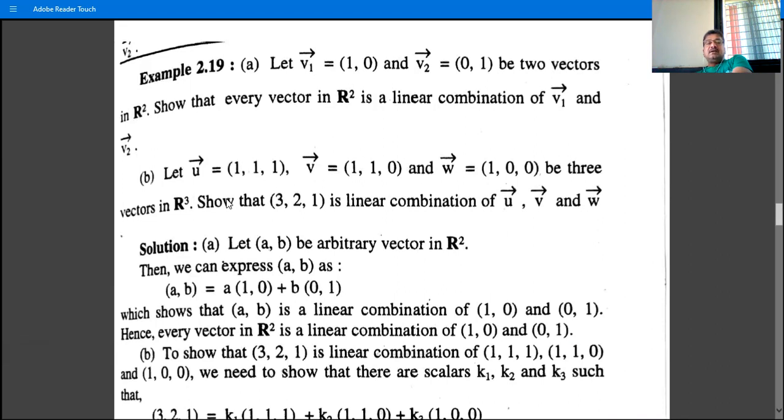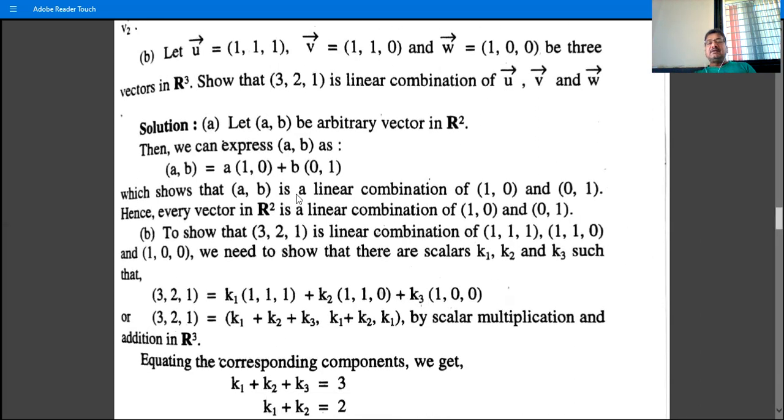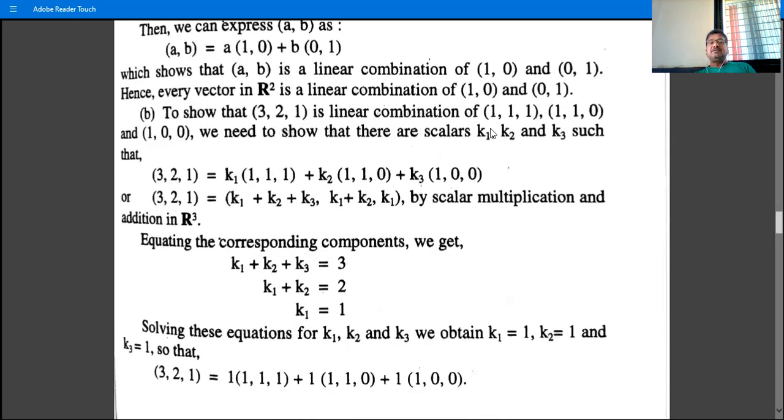We write the problem: show that every vector of R3 is a linear combination of u bar, v bar, w bar. So how can we show the answer of this problem? Take (a, b, c) as any vector of R3. Let k1, k2, k3 be scalars such that (a, b, c) is equal to k1 (1, 1, 1) plus k2 (1, 1, 0) plus k3 (1, 0, 0), and then apply the definition of scalar multiplication and vector addition.